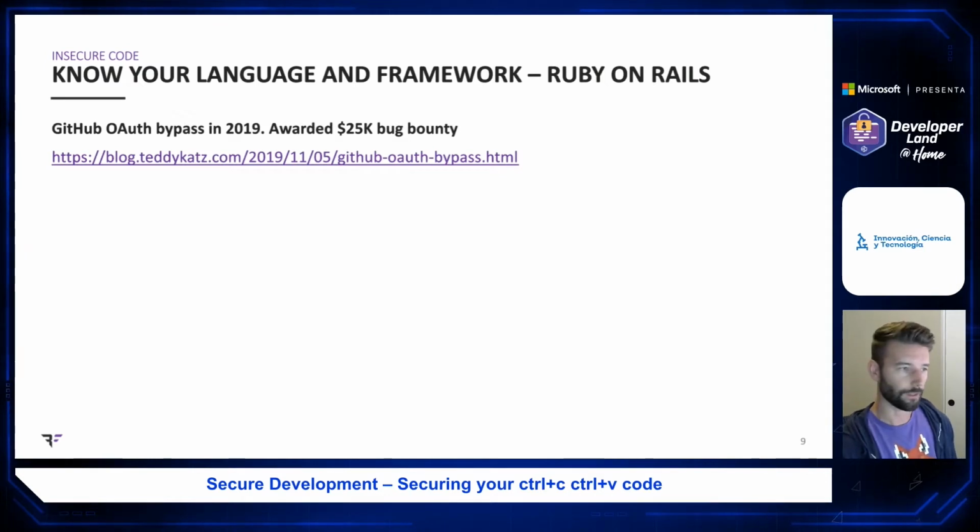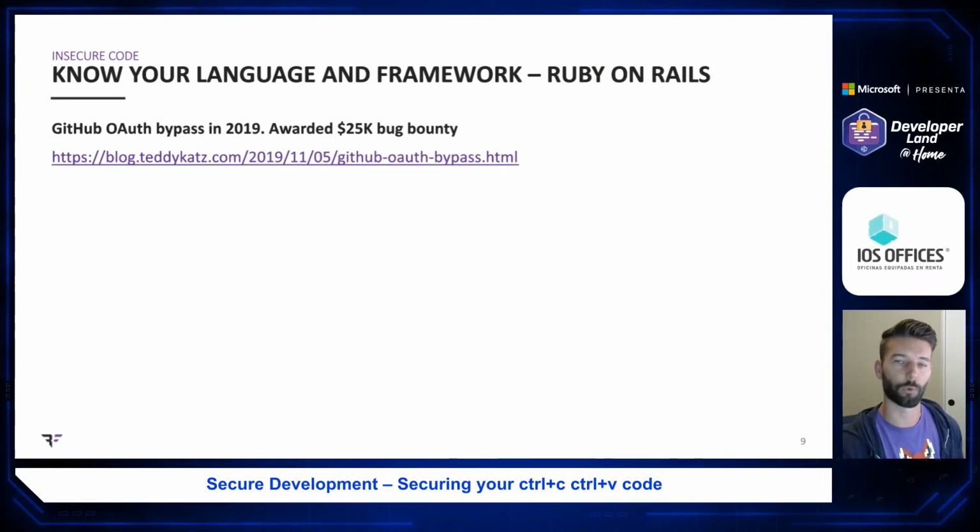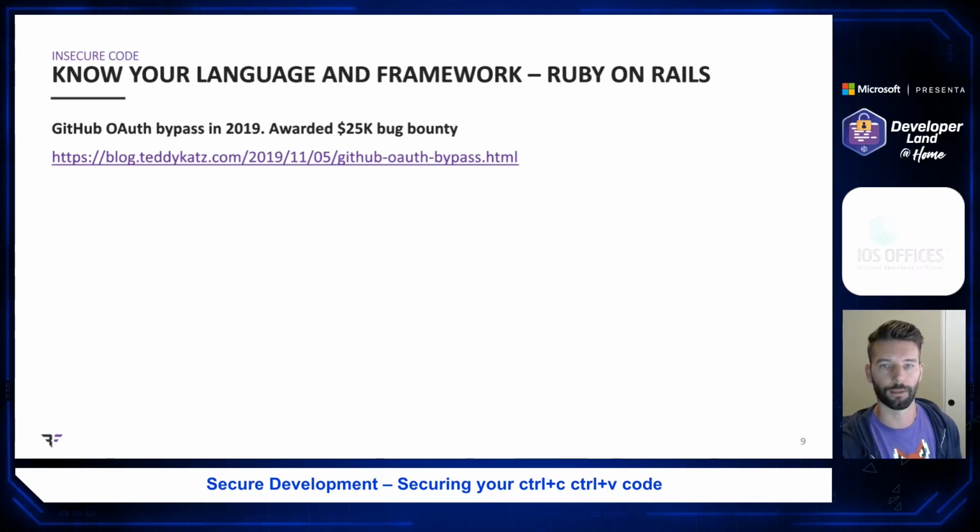So this is from 2019. This was a bug that was reported to GitHub with their OAuth flow. It was possible to bypass that, and GitHub ended up rewarding a $25,000 bounty for this, which was the highest at the time that they had ever awarded, because it was a very serious security bug.